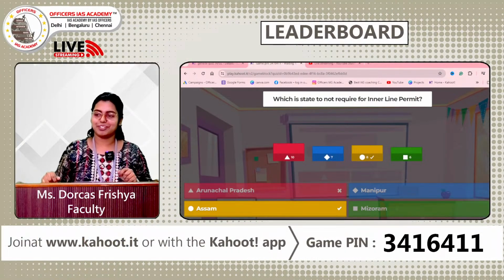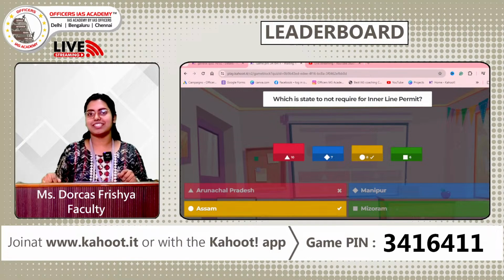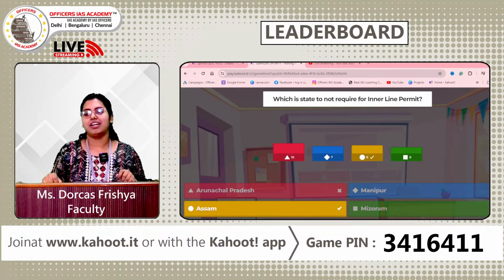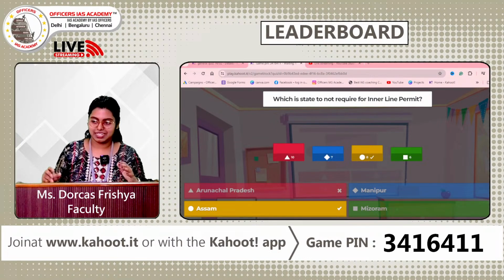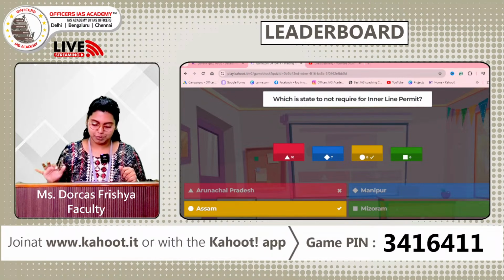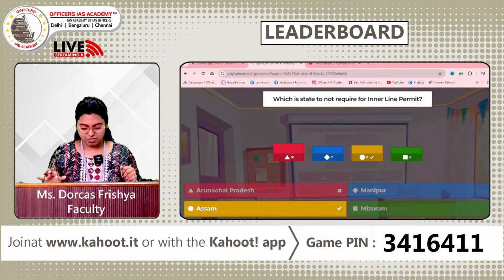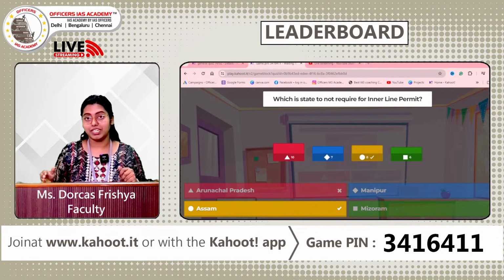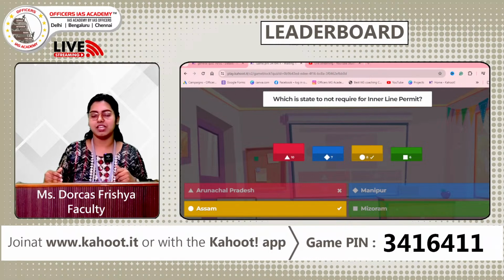Yes, everybody got confused in this. So it is the state called Assam. Other than this, the other 3 states mentioned in your options, that is Arunachal Pradesh, Manipur and Mizoram, actually do require an inner line permit. Why do they require this?